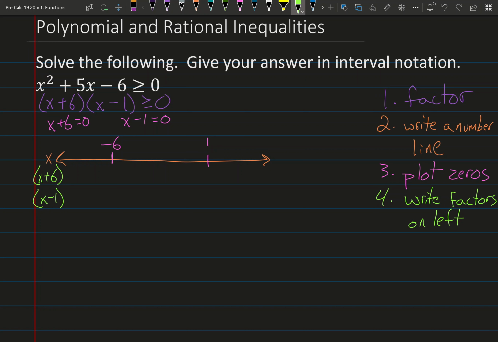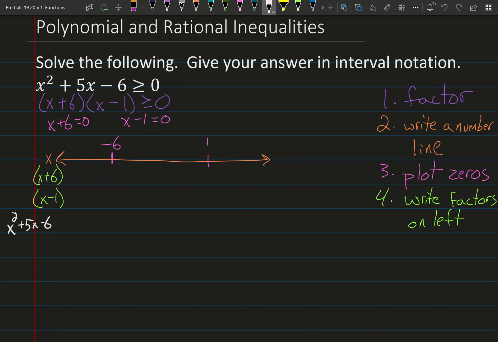Right under our x, we will write these factors, our x plus 6 and our x minus 1. We are also going to have a row for f of x, which is what we are using as a stand-in for the entire expression. You also have the option of writing in that x squared plus 5x minus 6. I just tend to like the f of x because it is less characters to write.